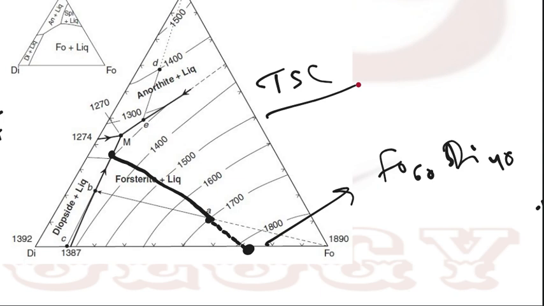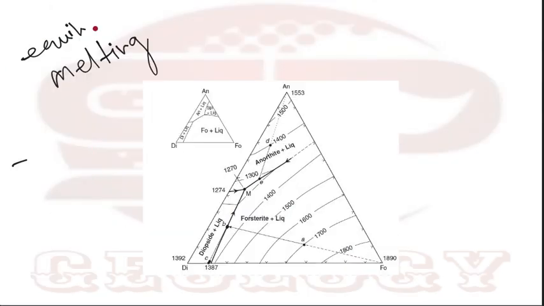Everyone clear how to know the ISC and TSC? For ISC you have to draw a tangent. For TSC you have to join the point to the original point and extend towards the boundary. This is the ISC and TSC. Everyone clear? We are moving to the equilibrium melting behavior.